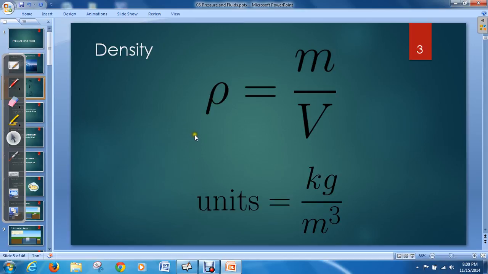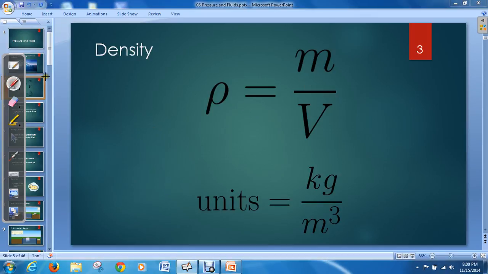So we want to describe density mathematically. If we look here, this is the equation. The density, which we represent with the Greek letter rho, it looks like a lowercase p, but this is actually the Greek letter rho. So the Greek letter rho equals mass over the volume. The density equals the mass over the volume.